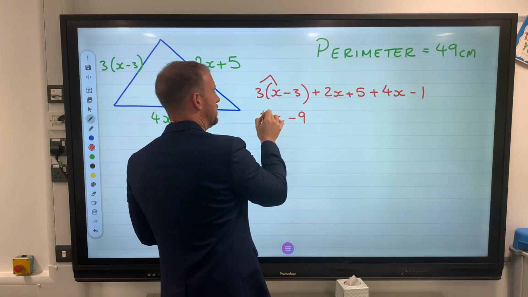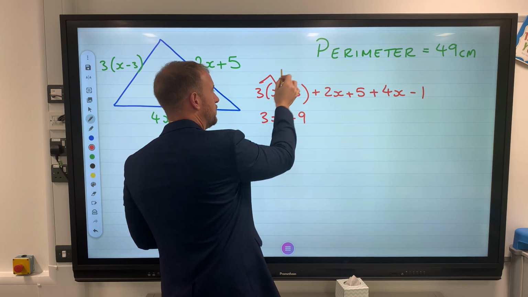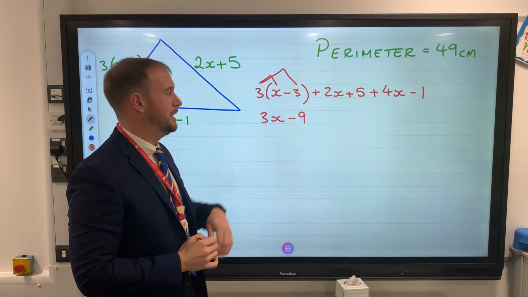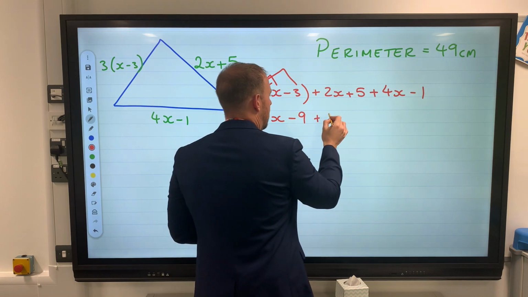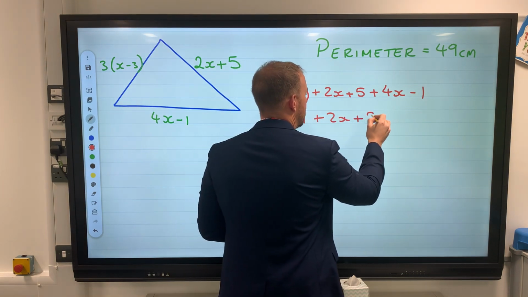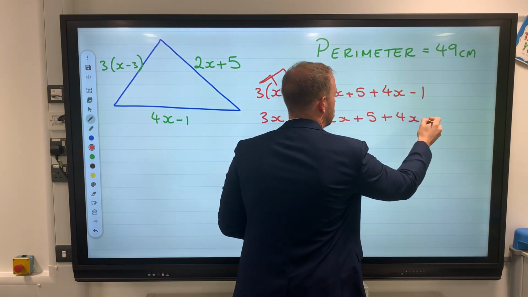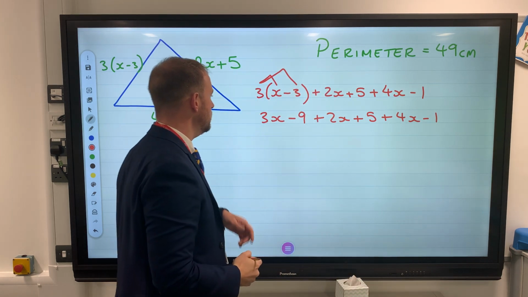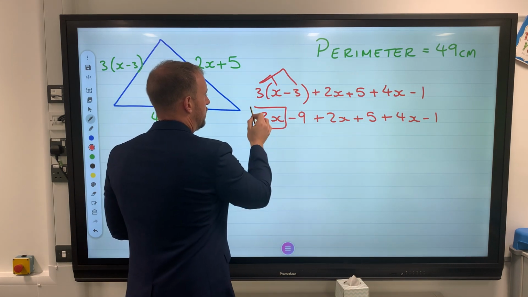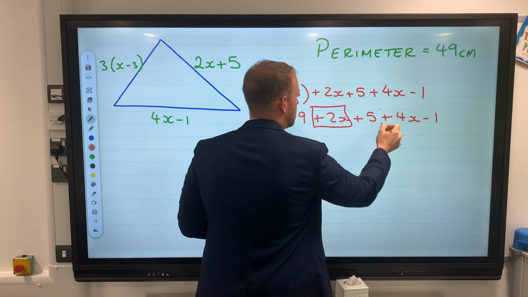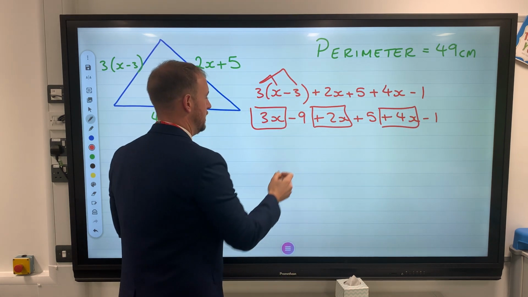3x, 3 times x is 3x, 3 times minus 3 is minus 9. And then we've got the rest of these. Remember, we only do one step at a time. Let's simplify. 3x plus 2x plus 4x is 9x.